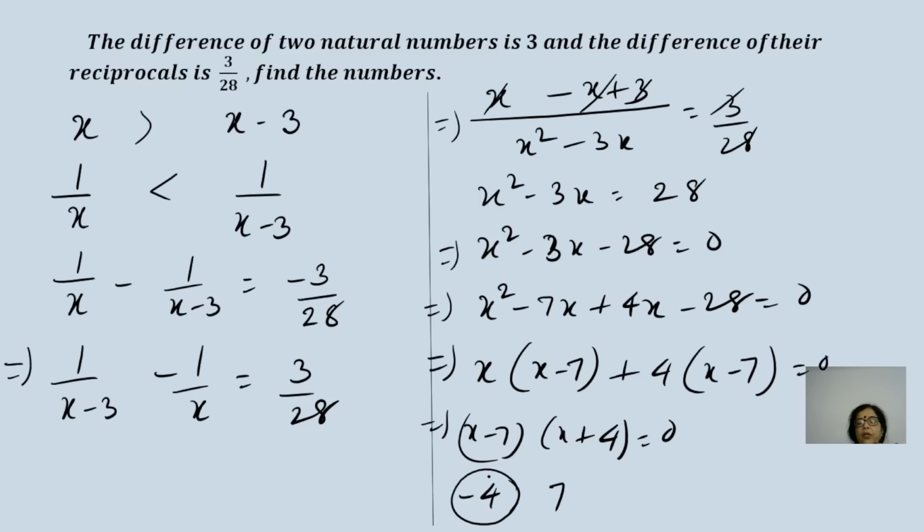Again, this negative 4 cannot be taken as the answer because it is a natural number. So we have to take only the answer as 7, and obviously the next number will be 7 minus 4, that is 7 minus 3, that is equal to 4. So this is the solution for this question.